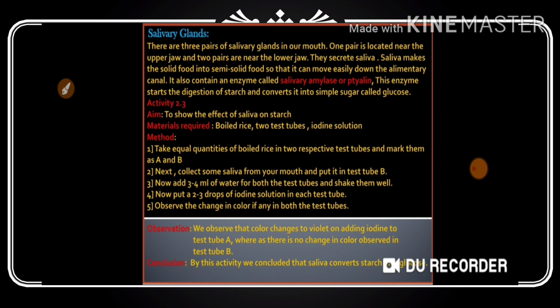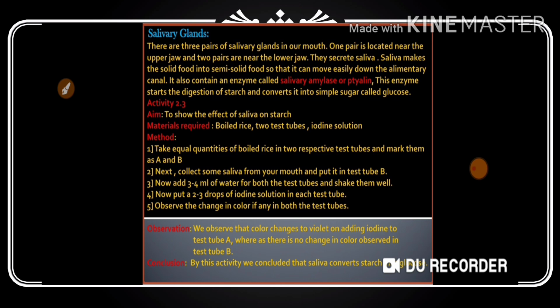You did this activity in the 6th standard. So what is the conclusion? By this activity we concluded that saliva converts starch into glucose. This is the effect of saliva on starch. Do you understand that we must need saliva? If there is no saliva, how will you convert the starch?